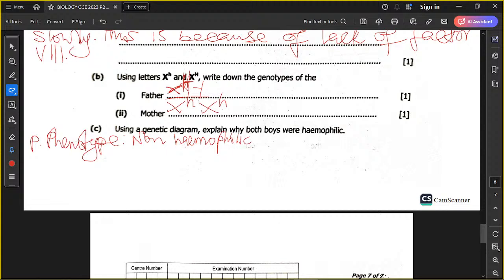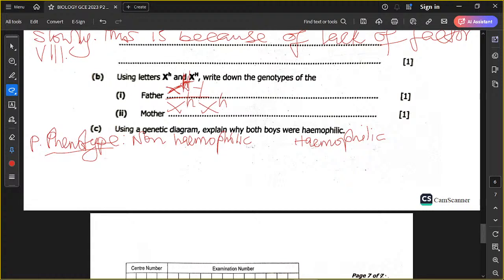Then the mother is hemophilic. Okay, so that is the phenotype. Now phenotype is what you see. Okay, now we come to genotype.